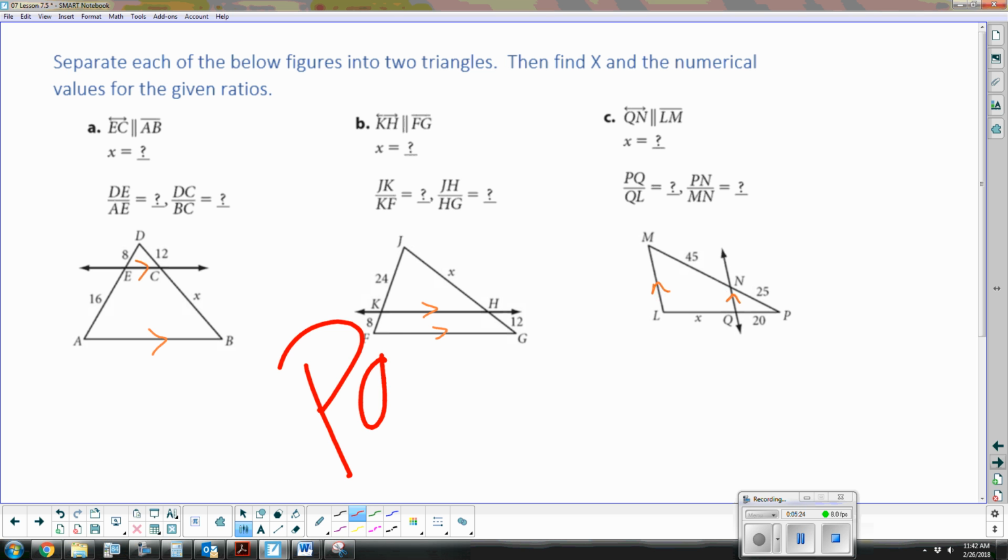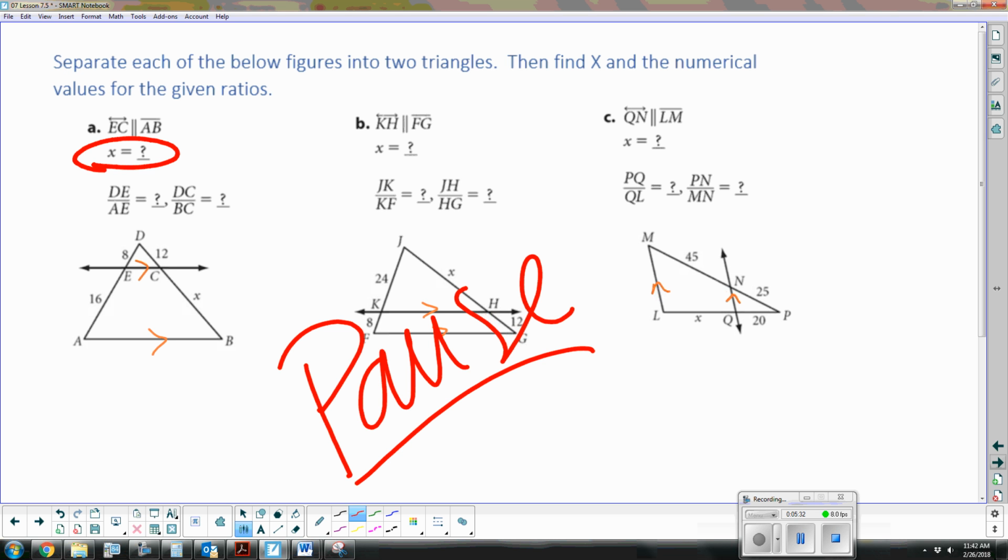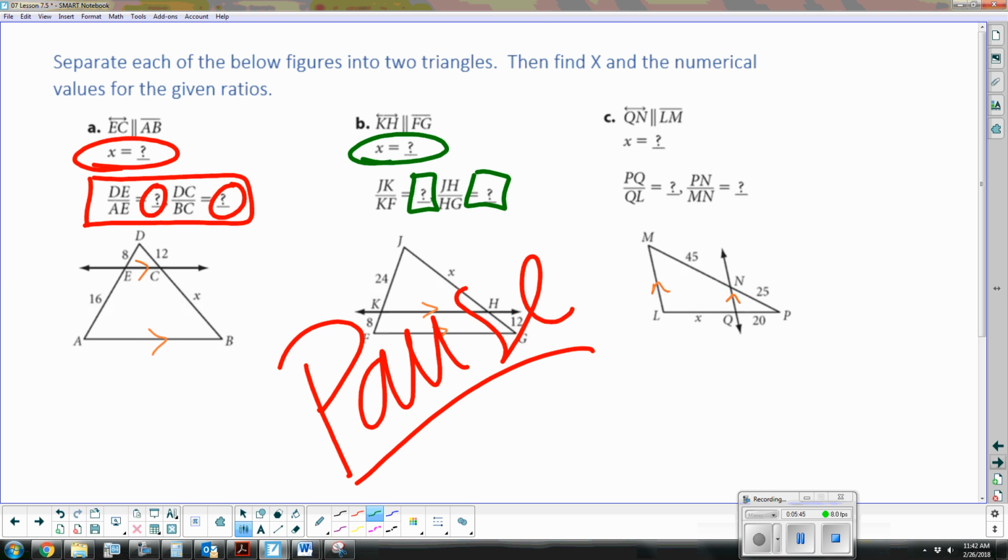Please pause the video while you work, and you can unpause for the solution. You're looking for first solving for x, and then secondly, solving for those ratios. So you'll have to solve for x, and then you can get the numerical value for the given ratios. Take a few minutes, work through this on your own, and when you're done, you can unpause the video for the solutions.